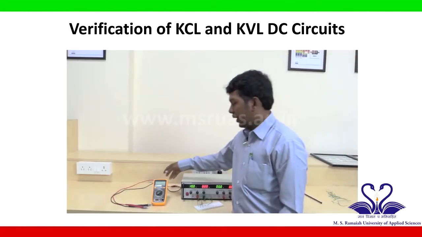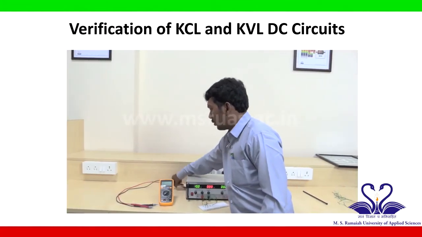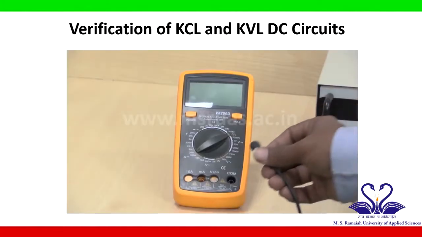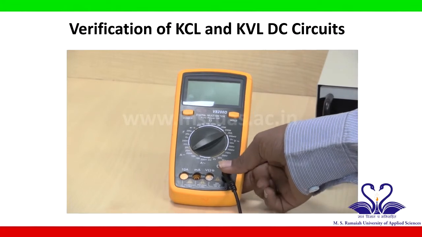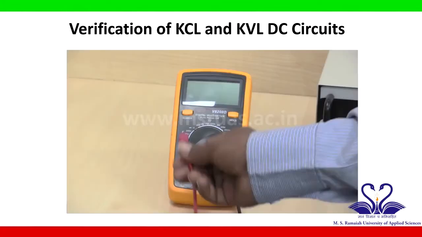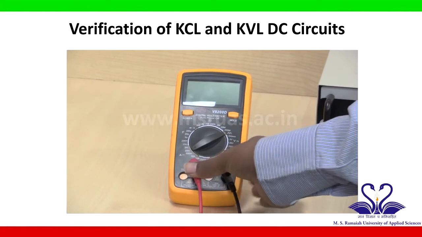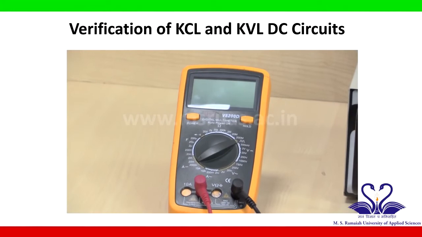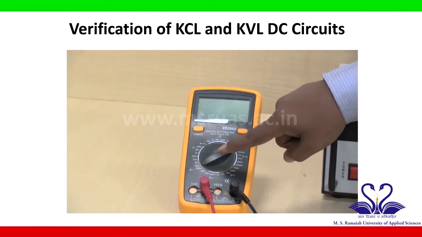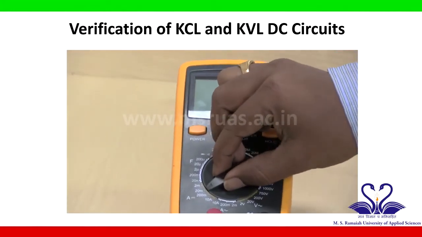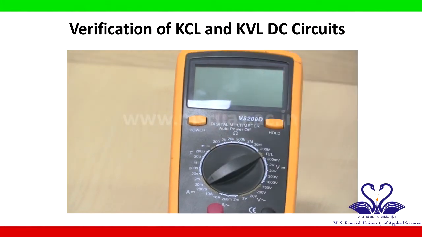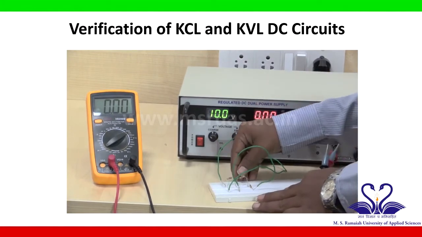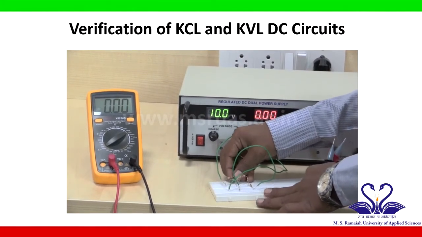Now take the multimeter and connect the probes. And this black terminal should be in the common position. Next, this red probe should be in the milliampere position to measure the current. So here we are going to measure the DC current, so that this knob should be in the DC current mode.